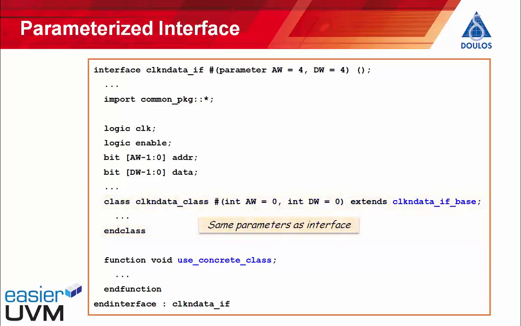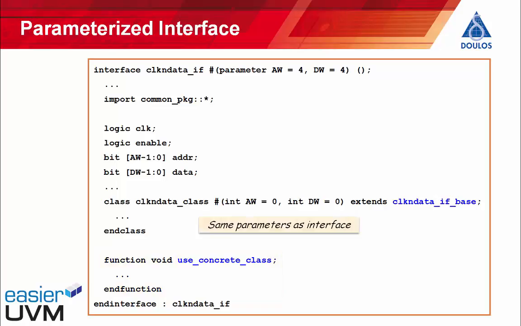And it's critical to this method that this class is parameterized with exactly the same parameters as our SystemVerilog interface. That way we can make sure that each unique instantiation of the SystemVerilog interface has a corresponding unique instantiation of our concrete class. Then finally, in the interface, we have a helper function, useConcreteClass. UseConcreteClass is actually going to set up the factory override for us, as we'll see a little later.